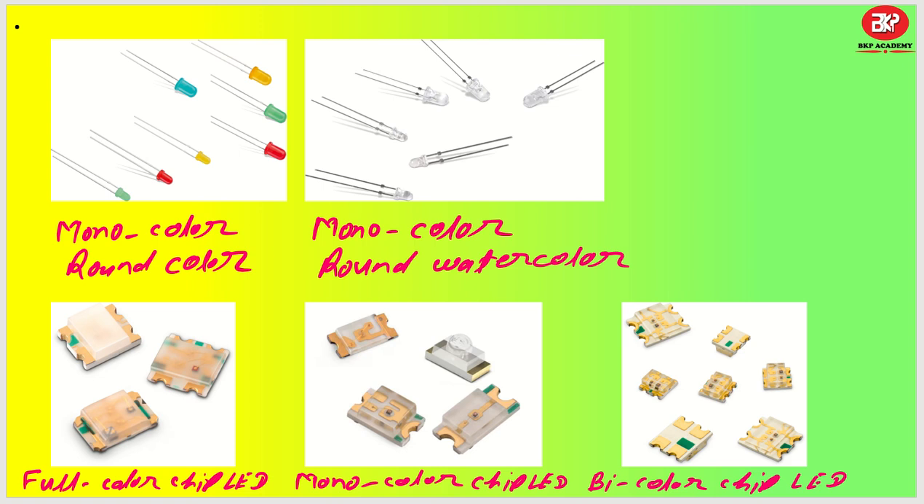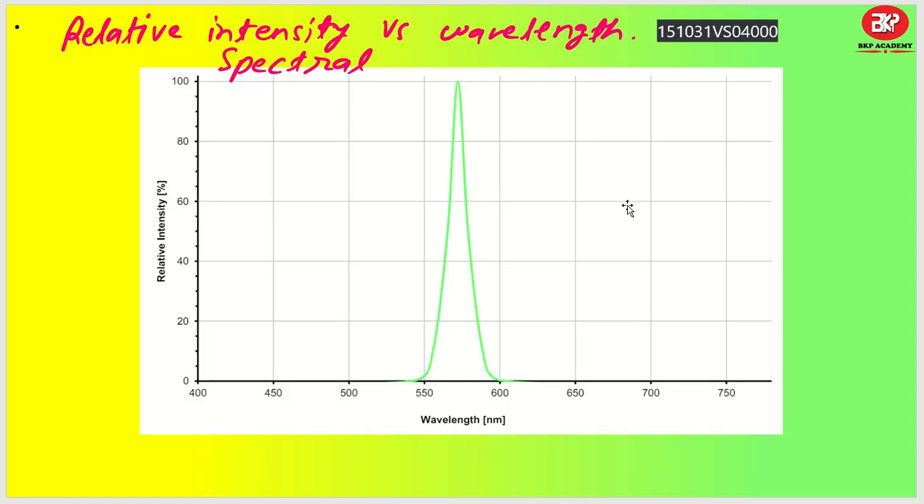Now let me tell you some of the parameters that we have to see in the data sheet. Any LED you open, you will see a data sheet something like this, relative intensity versus wavelength. This is the part number that I have taken, 151031VS04000. This is a green color LED, and you can see relative intensity is increasing, up to 100% at this particular wavelength, which is around 570 nanometer.